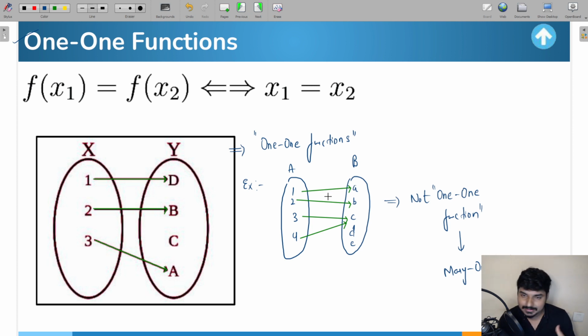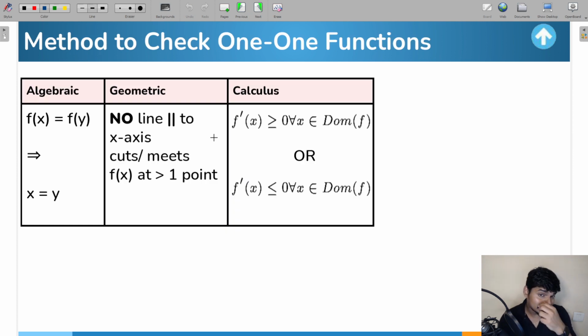Now let us say that in a question a function is given and you have to figure out whether it is a one-one function or a many-one function. To prove whether a function is one-one or not, there are three methods, guys, and we'll discuss them in a detailed way. What are those three methods? The first method is the algebraic method. The second is the geometric method. The third is the calculus method. I'll tell you in detail what each one is. The first one is the algebraic method.